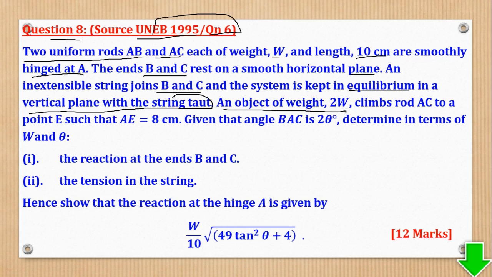An object of weight 2W climbs rod AC to a point E such that AE is 8 centimeters. Given that angle BAC is 2 theta, determine in terms of W and theta, Roman 1, the reaction at the ends B and C, and Roman 2, the tension in the string, and hence show that the reaction at the hinge A is given by W over 10 square root of 49 tan squared theta plus 4.